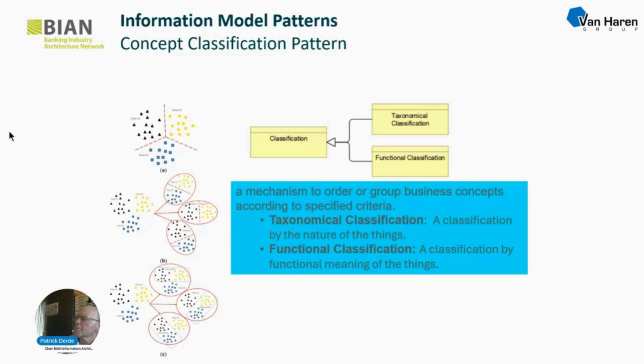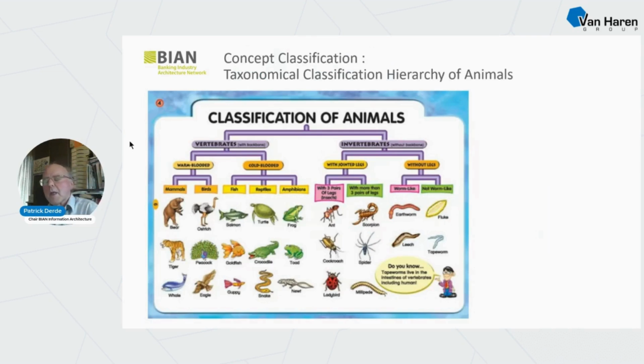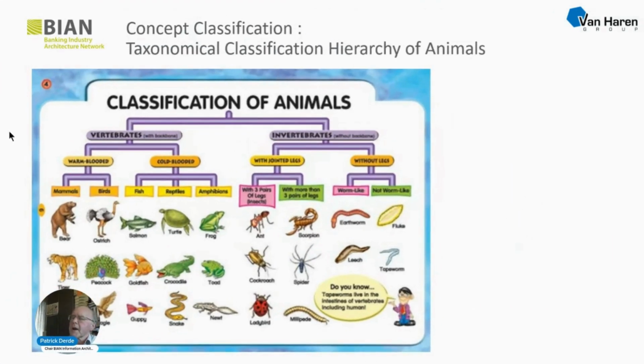We make a distinction between taxonomical classifications and functional classifications. Taxonomical classifications are these types of classifications where, in whatever other class I put the things, the characteristics are always the same. They are actually classifications by nature. Functional classifications are more classifications by interest. And let's give an example. When we have the animals, then we see that the animals are classified according to a taxonomical classification.